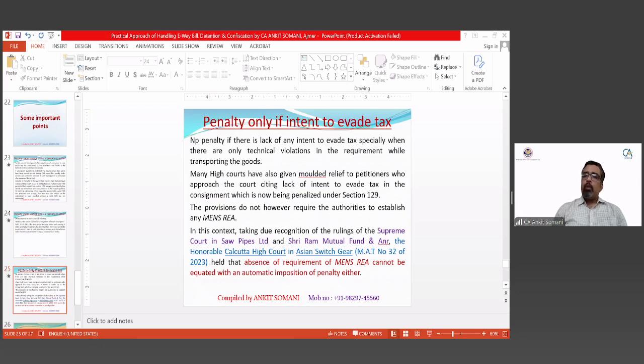Then you can even refer to the positive judgment of the Kerala High Court, MR Traders versus Assistant State Tax Officer.